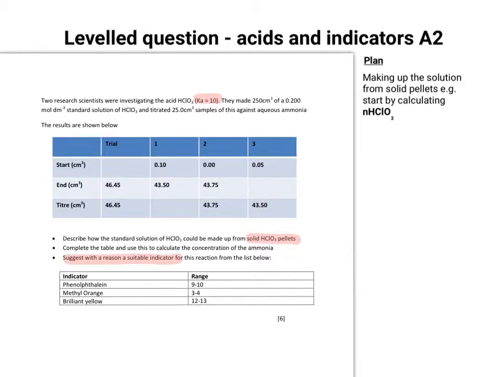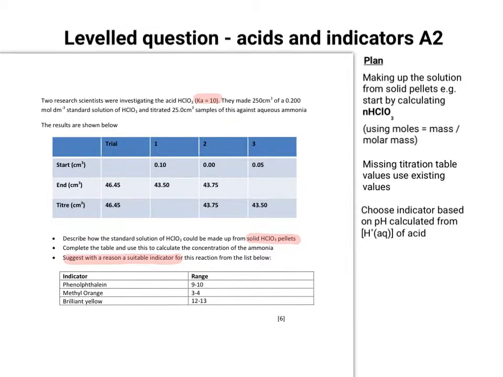So looking at the first thing you've got to do, it says describe how the standard solution of HClO3 could be made up from solid HClO3 pellets. That means you've got to start by calculating the actual number of moles of HClO3, but you need to do it using moles equals mass over molar mass.